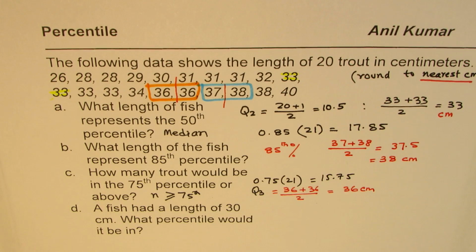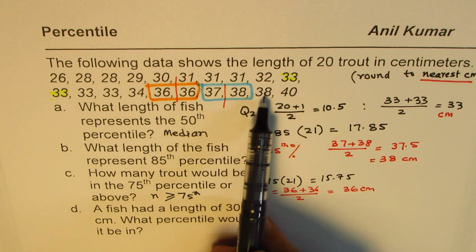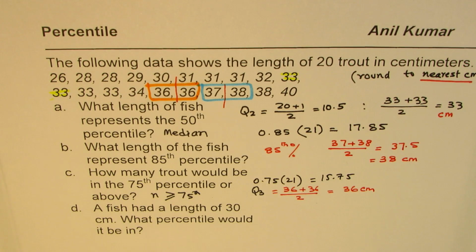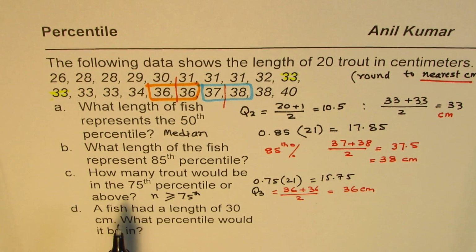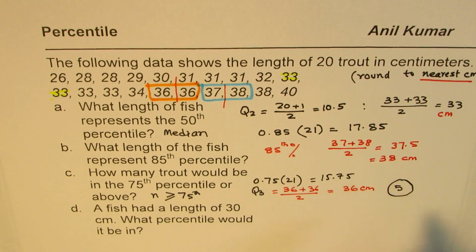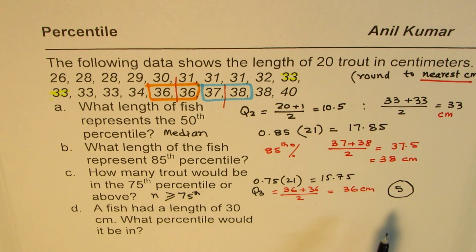And when we say how many are above this, you can count how many values are above this point. So more than 36, we have 1, 2, 3, 4, and equal to 36, we have 2 more. So the question here is, how many trout would be in the 75th percentile or above? In this particular case, we have to find the numbers which are at or above this point. So we have 1, 2, 3, 4, 5. So the answer is 5. Do you get the idea? So find the quartile and then see the numbers which are above it.